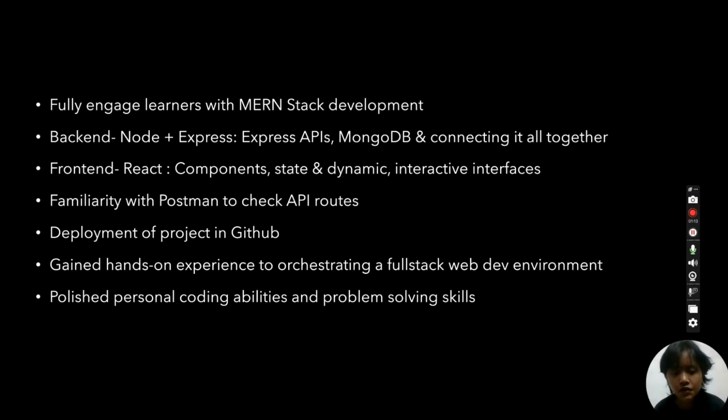Then we had the front end. We had React, which had its components. We had states, dynamic interactive interfaces and all. Another goal was to familiarize ourselves with Postman as well. Before this, I had no idea how APIs function or how we check them. So all of that was also a goal of the internship.